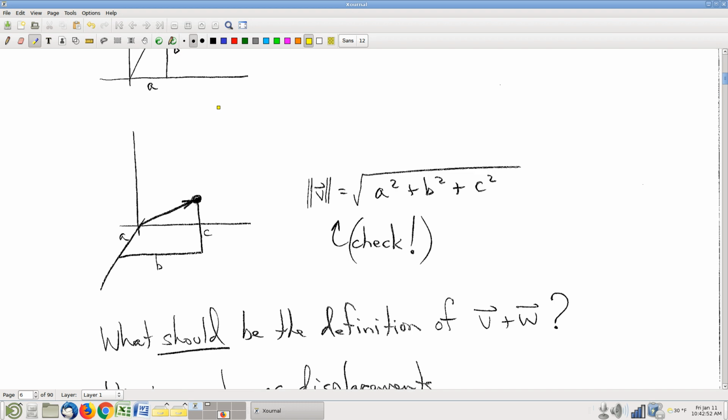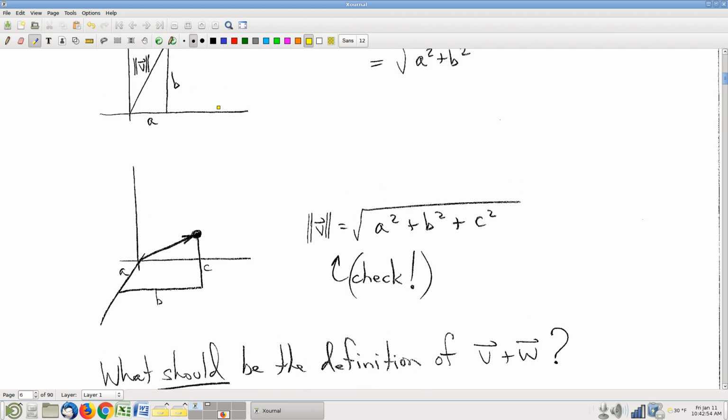Okay, so let's talk about addition. What should it mean to add two vectors? Let me emphasize my use of the word "should" here. It would not be reasonable to say what happens when you add two vectors. It's not reasonable to say that yet because we don't have such a definition.